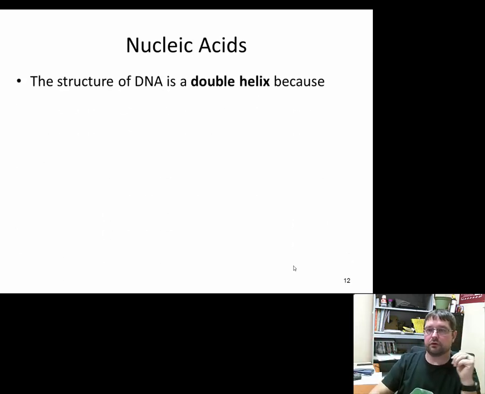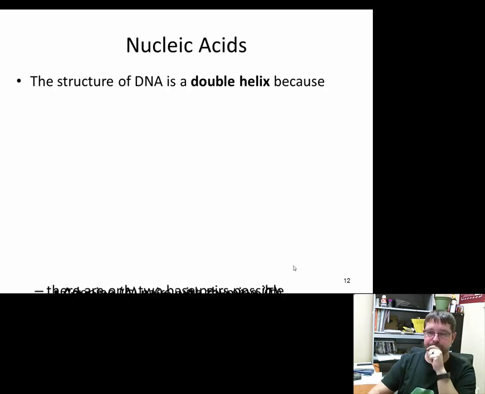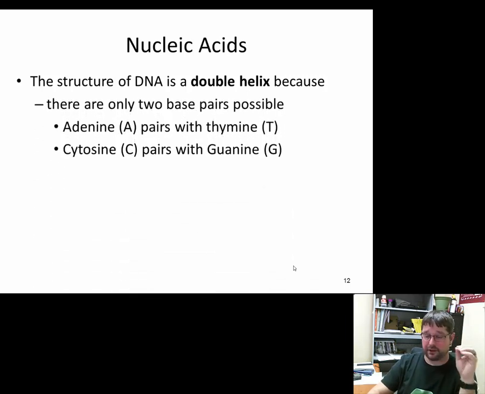So what is interesting about DNA is that the structure of DNA, as most of you know, is a double helix. We talked about James Watson, Francis Crick, Rosalind Franklin, Maurice Wilkins, and a bunch of other people that had a huge part in figuring out that it's a double helix. Well, in part, it's a double helix because of the pairing of the nitrogenous bases. Adenine always pairs with thymine, and cytosine always pairs with guanine.